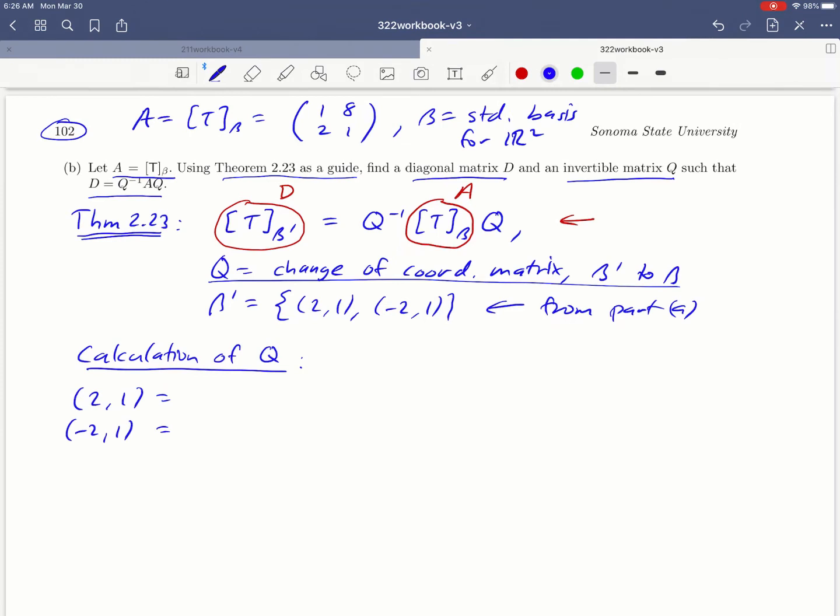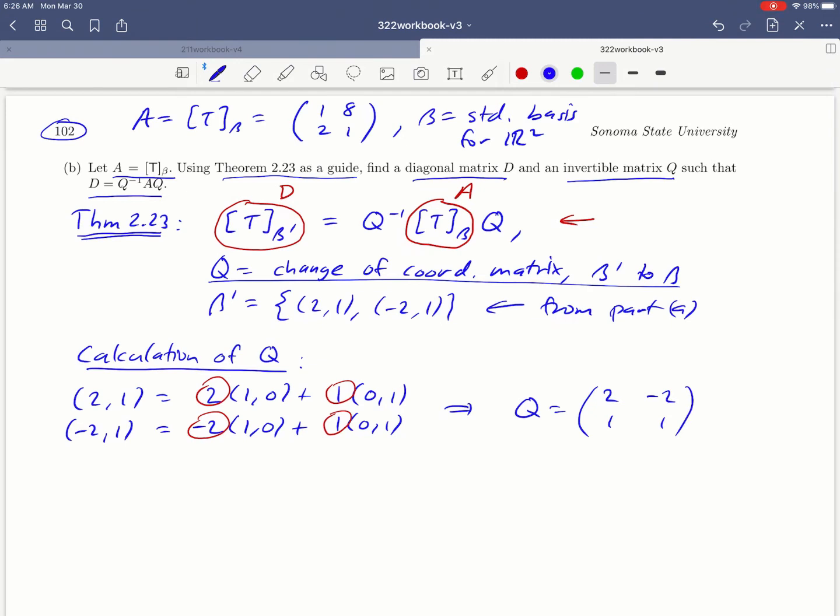So how would we write 2, 1 as a combination of the standard basis? Well, because it's the standard basis, that's not too hard to do. It's just going to be 2 times 1, 0 plus 1 times 0, 1. Kind of the same idea for negative 2, 1. We're going to get negative 2 times 1, 0 plus 1 times 0, 1. Building that change of coordinate matrix is all about looking at those coefficients. So what we're going to get, let's write it over here to the right, is Q. That looks like 2, 1, negative 2, 1.